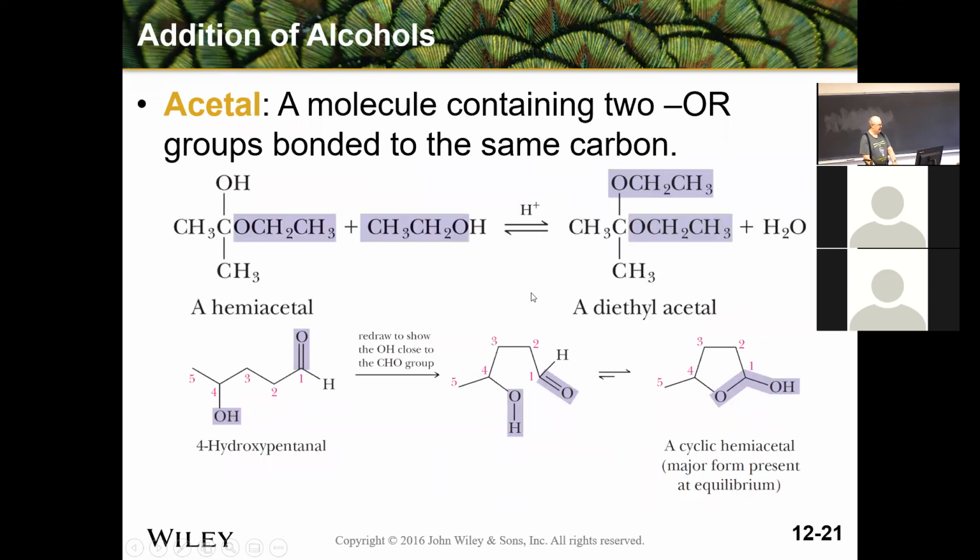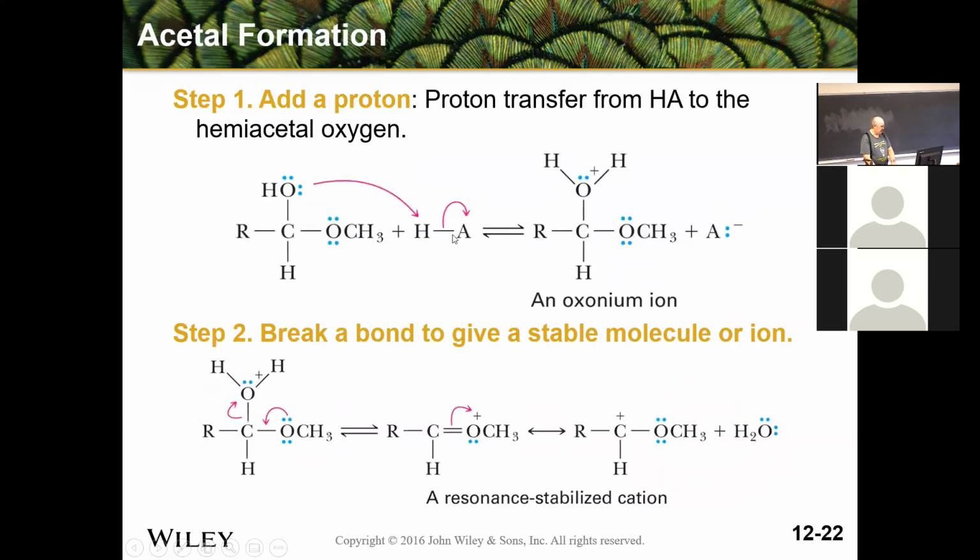Okay, so once we get that hemiacetal, the alcohol group then gets protonated again. We have this oxonium ion. Water leaves. We have a resonance stabilized cation. You can see that the plus charge is delocalized between the carbon and the oxygen. Okay, so this is an especially stable carbocation.